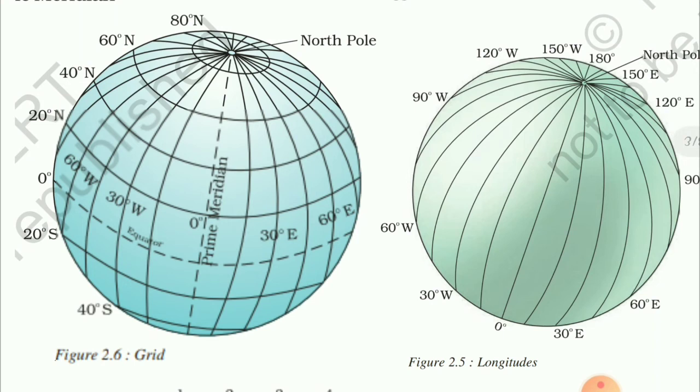Okay. And latitude is 0 degree to 90 degree. Remember, latitude is 0 degree to 90 degree because North Pole is 90 degree north and South Pole is 90 degree south. Like that, the longitude is 0 degree to 180 degree east or 0 degree to 180 degree west. 180 degree east and 180 degree west both are the same line, remember. Okay.